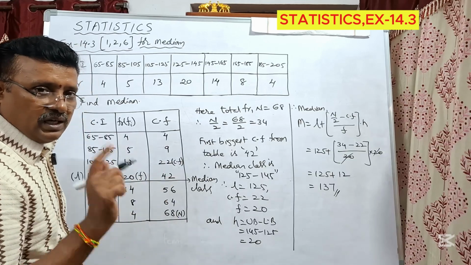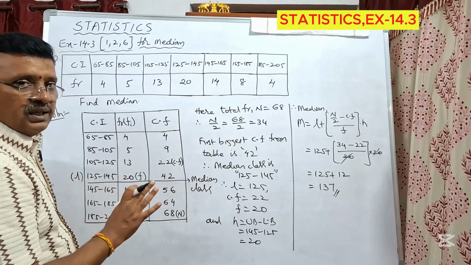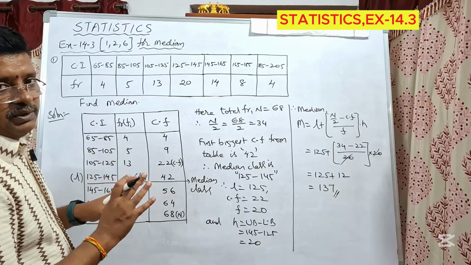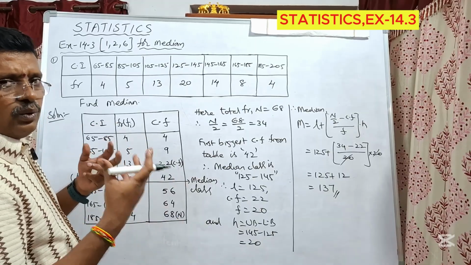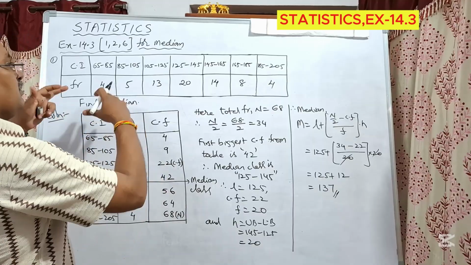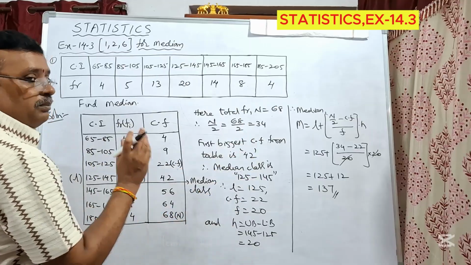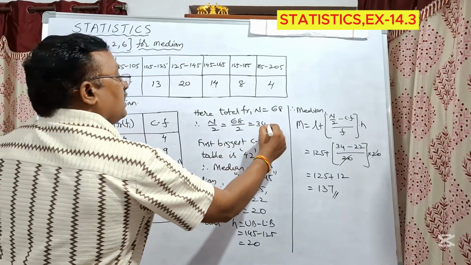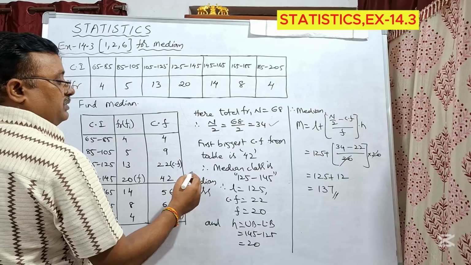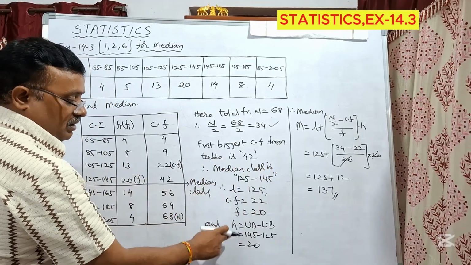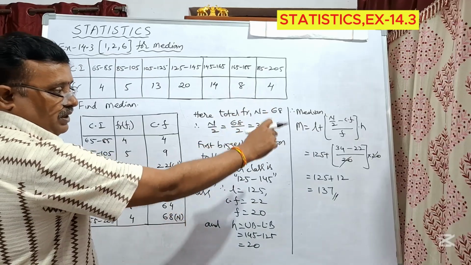One problem is enough to understand the process. In the exam, they will not give you tables from the textbook. They can give any arbitrary tables with their own intervals and frequencies, but apply the process. The most important thing is the n by 2 calculation, and from that, tracing out the median class. From that only we will get all our required values to substitute in the formula.